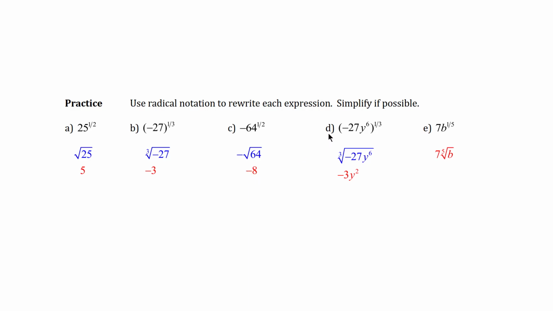For part D, we could rewrite this as the cube root of negative 27 y to the 6th power. Simplifying this, the cube root of negative 27 is negative 3, and the cube root of y to the 6th power is y squared. So our final answer is negative 3y squared. For part E, we could rewrite this as 7 times the 5th root of b.